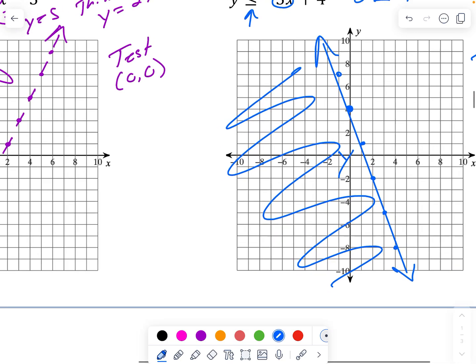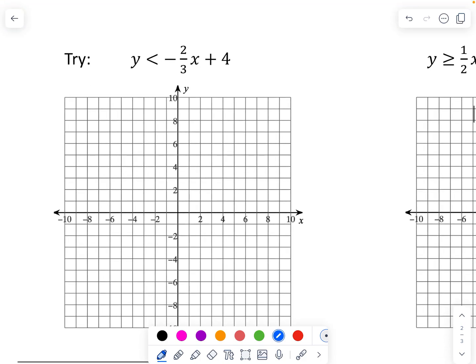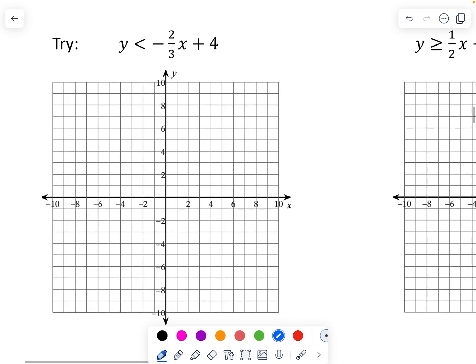So you can see what we're doing as far as graphing the line is not a whole lot different than what we've done before. We know how to graph linear equations. Now we just have to remember to check, is that line going to be dashed or solid, whether it's equal to or not. And then we're going to test 0, 0 or some other point to see which side we shade.